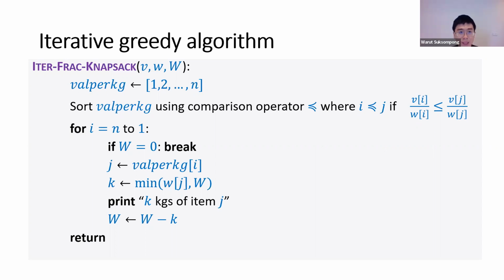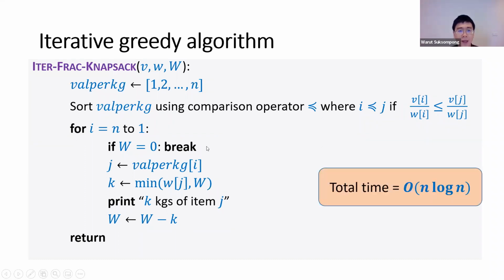So you see that in the first stage we have to sort, so that's going to take time n log n. Then in the remaining stage, we just go item per item, from the maximum bang per buck to minimum, and we stop whenever the knapsack is full. So this for loop is going to take time just order n, and so the total time is order n log n. So this is your greedy algorithm.